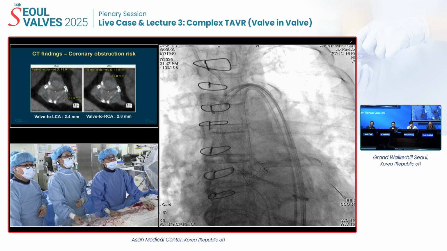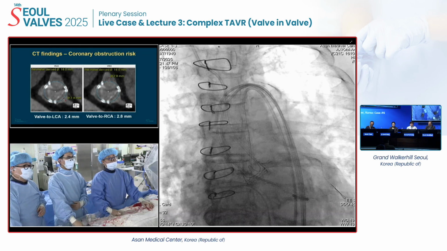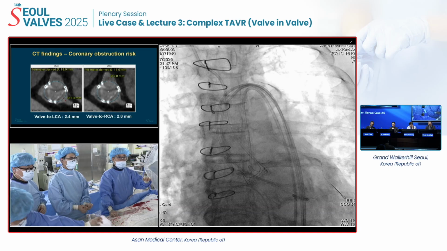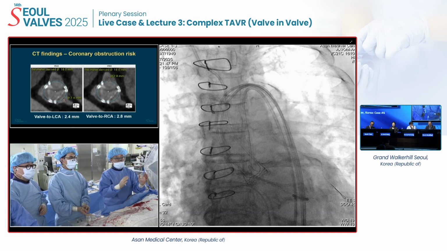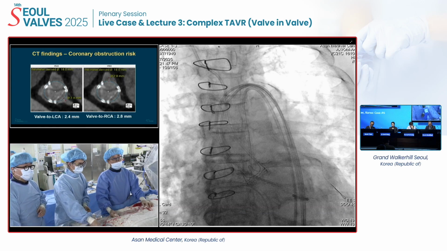Also, VTC is one of the spaces, occupying space in the sinus of Valsalva area, and the VTC is also very narrow. Practically more than 4 is safe, and less than 2 is the highest risk, and 2 to 4 is a relatively high risk. This VTC is 2.4, 2.8, and the coronary height is low. And the coronary VTC, VTA area is very narrow, and that patient is at very high risk.